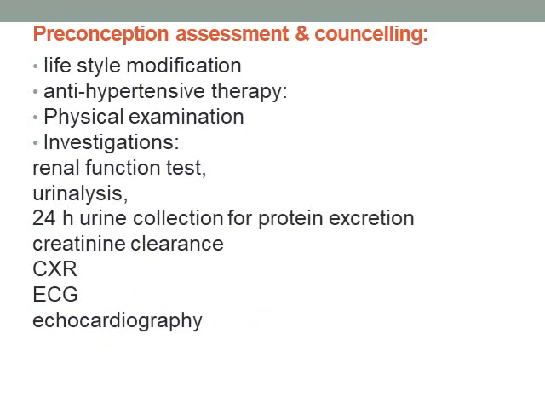The pre-pregnancy or preconception assessment and counseling is very important. Some patients come and say I want to get pregnant. Of course this is a very good opportunity for the patient to be educated and to understand that this pregnancy may affect her hypertension, or conversely, that the hypertension can affect the baby and her pregnancy. So the patient asks, can I get a pregnancy or not, or I want to get a pregnancy, so what should I do in order to have a healthy pregnancy.